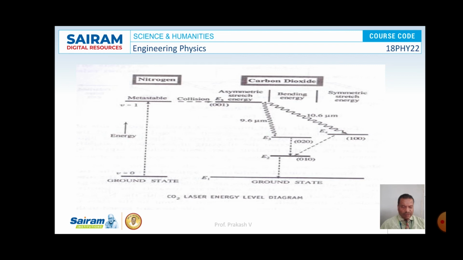Since the excited level of nitrogen is closer to the excited level of CO2 molecules, the population of CO2 molecules at the excited state increases, and hence we achieve population inversion. So any spontaneously emitted photon will trigger the laser action. So that's what happens here.